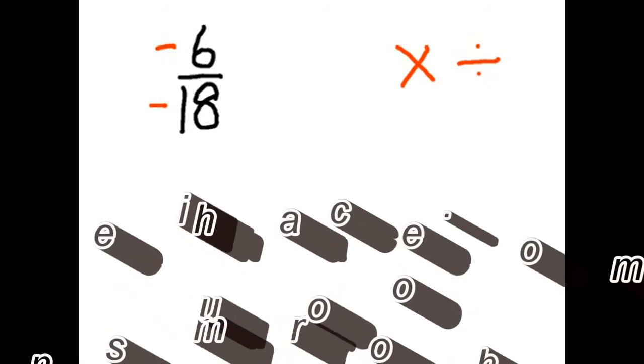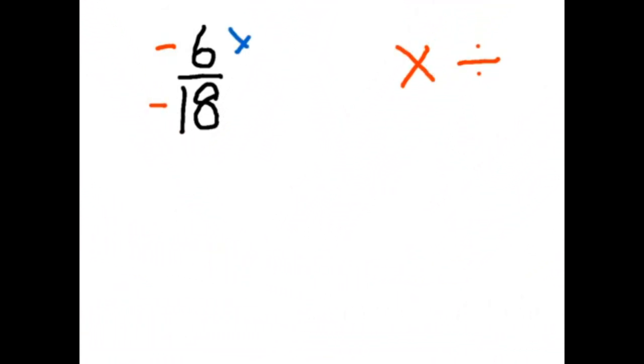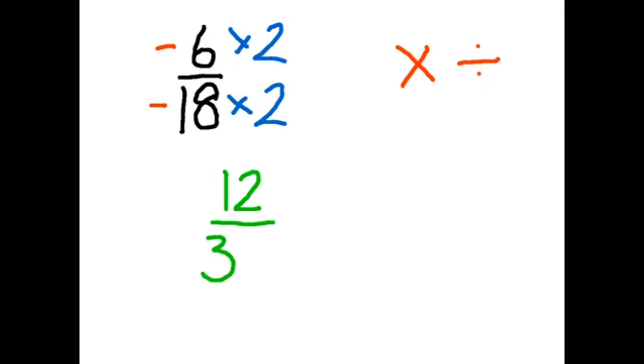So we multiply 6 by 3, we've got to multiply 18 by 3. We multiply 6 by 2, we've got to multiply 18 by 2. And that will give us an equivalent fraction. So 2 times 6 equals 12, and 2 times 18 equals 36. That's an equivalent fraction to 6 over 18. We multiplied both numbers by 2.